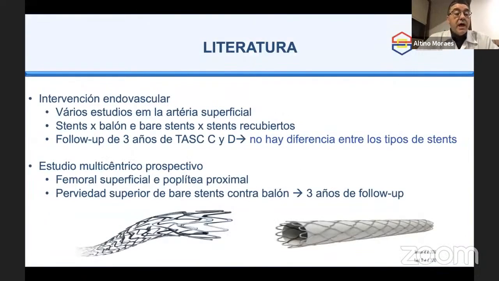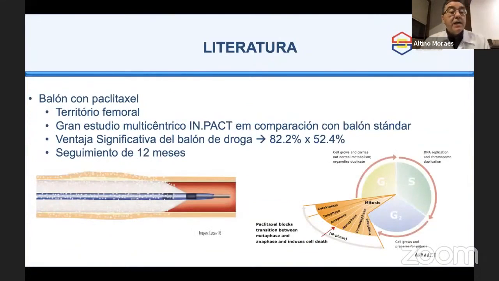maior. A intervenção endovascular, vários estudos em artéria superficial, stents versus balão, bare stents versus stents recobertos, tendo um follow-up de 3 anos de TASC C e D, não há diferença entre os tipos de stents. Porém, estes estudos multicêntricos prospectivos mostram que na femoral superficial e poplítea proximal há uma perviedade superior de bare stents contra balão em 3 anos de follow-up. Isso é um resultado já antigo, mas levamos em consideração esses resultados.